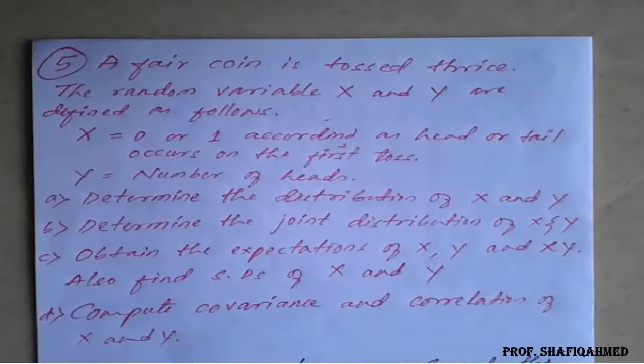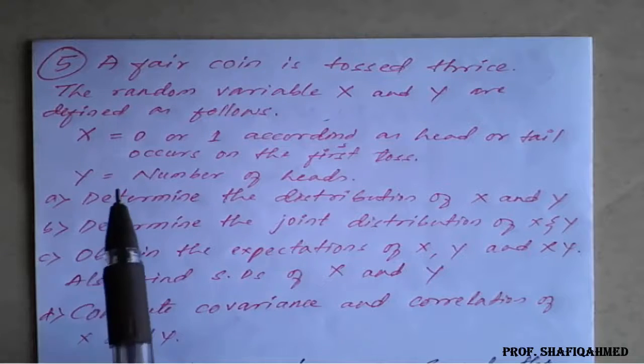Good morning, dear students. In today's class we'll see one more kind of joint probability distribution problem, and here also the concept is the same. We need to prepare a table, then find the expectation of X and Y separately, then XY, then check the standard deviation of X and Y, then the covariance and correlation of the given X and Y.